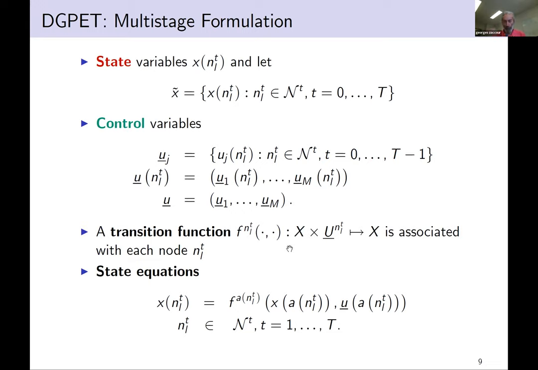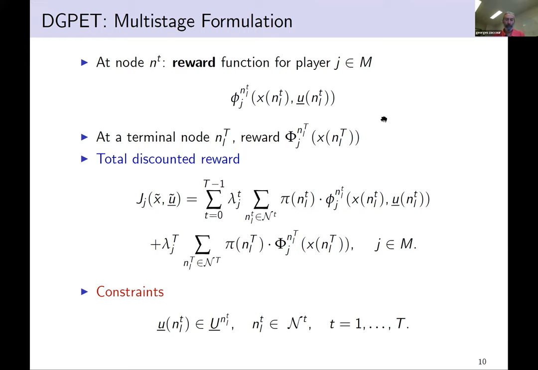We have a transition function that is associated to each node. How do we move from one node to a successor? And here we can introduce this idea of state equation. So the state at a node NTL depends on where I am coming from. You remember that A(NTL) denotes the ancestor node of NLT, and it depends on the value that I observed in terms of control and state in the previous node. So here I completed the multi-stage formulation in terms of control and state variables and state equations.